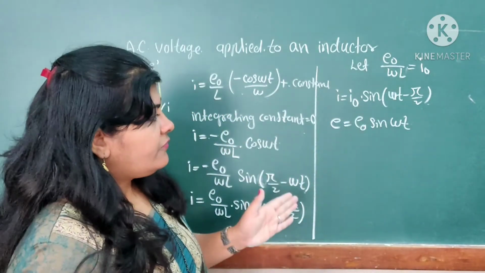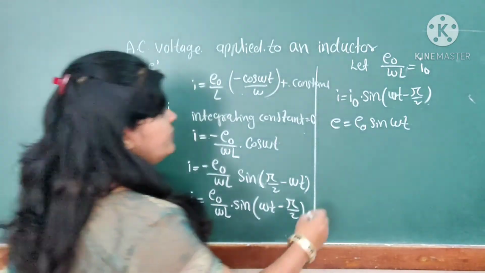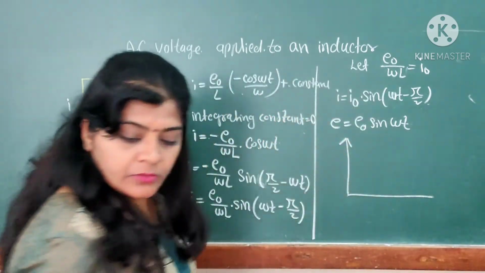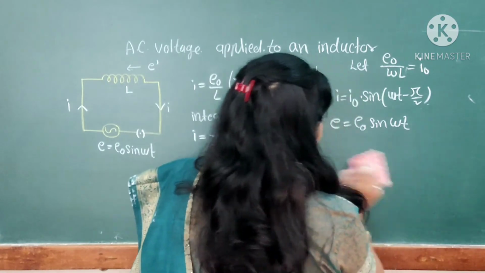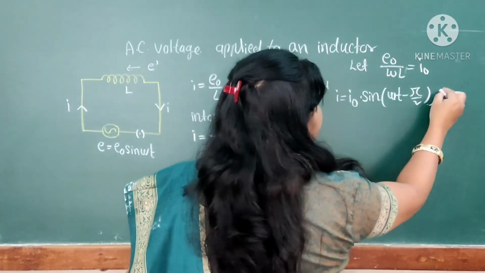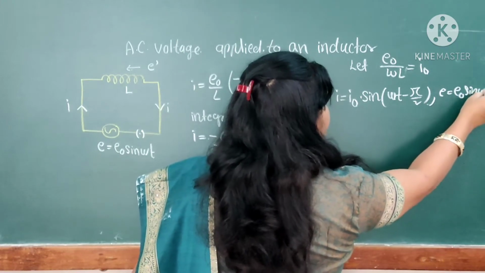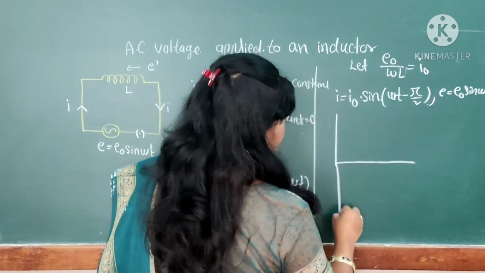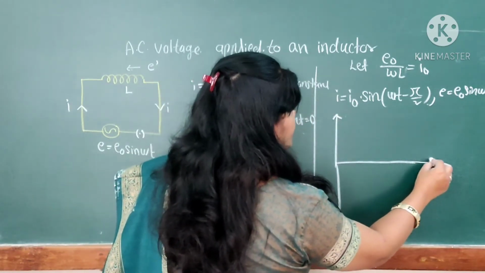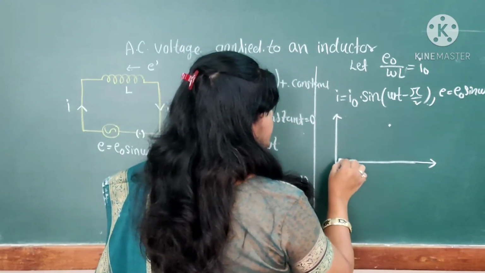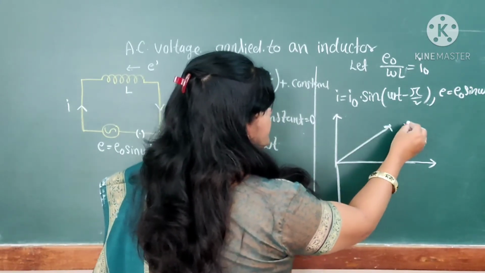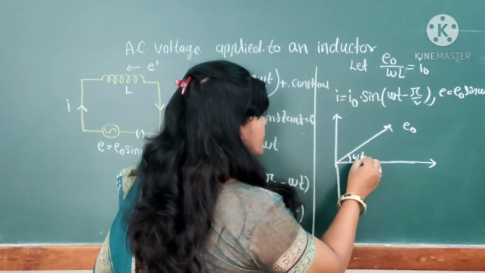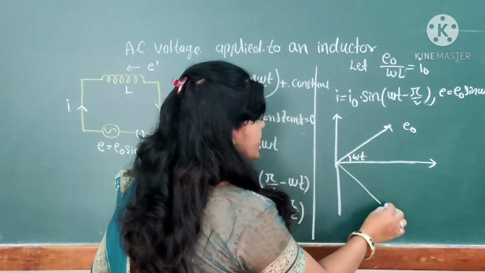And then we draw the phasor diagram of it. From the phasor diagram, if this is the y-axis, we will write the E value. E is equal to E naught into sine omega t. Here we consider the E function. E naught will be here. Next, this is the angle omega t, and next is pi by 2.